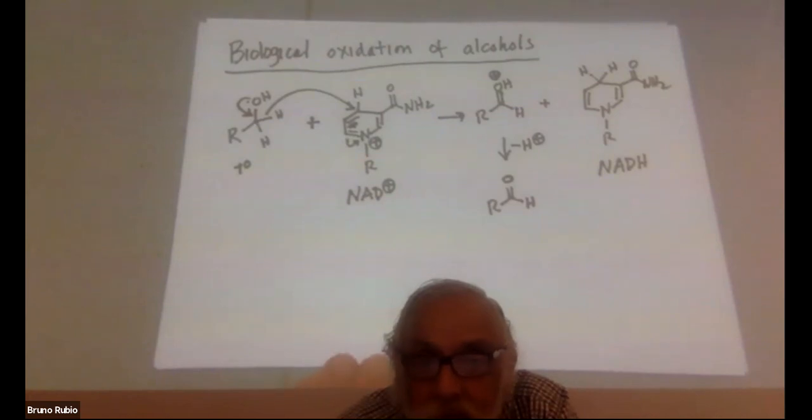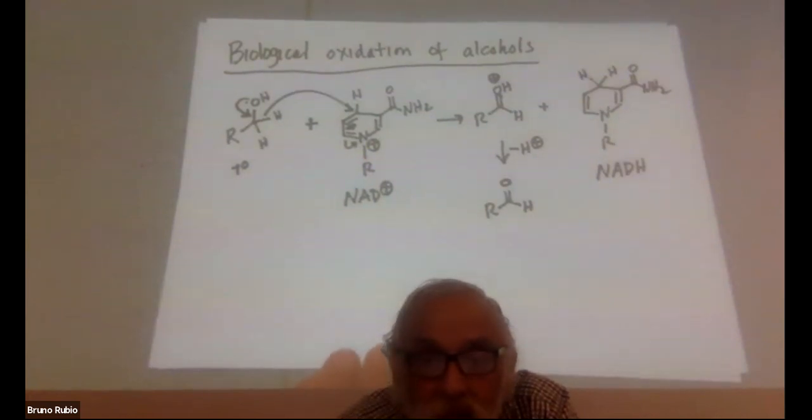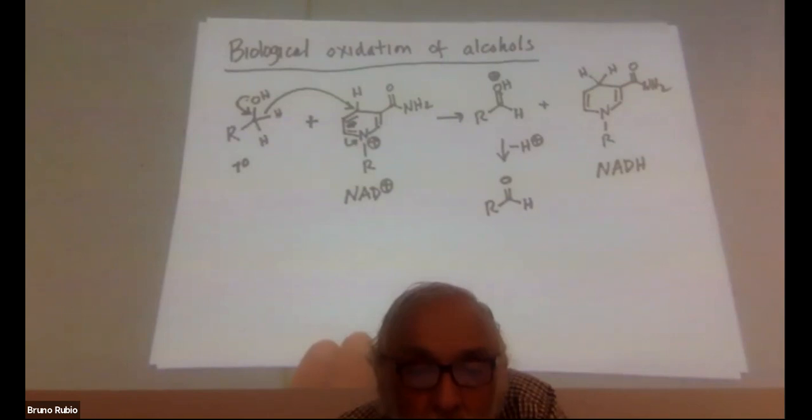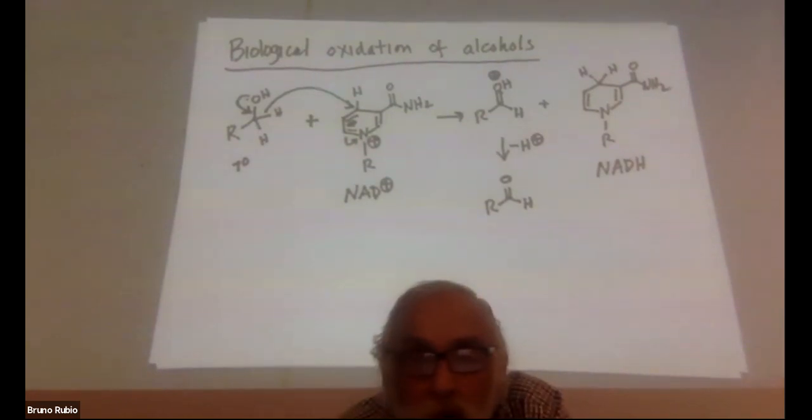And why does this happen? This is 3 billion years of evolution, right? This is how Mother Nature can deal with chromic acid. And IBX was invented about 15 years ago, right? This is a biological oxidation.